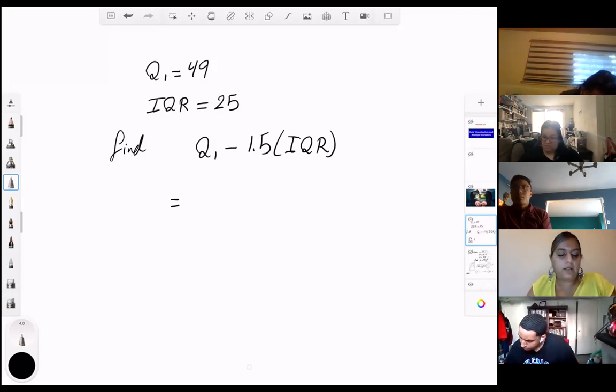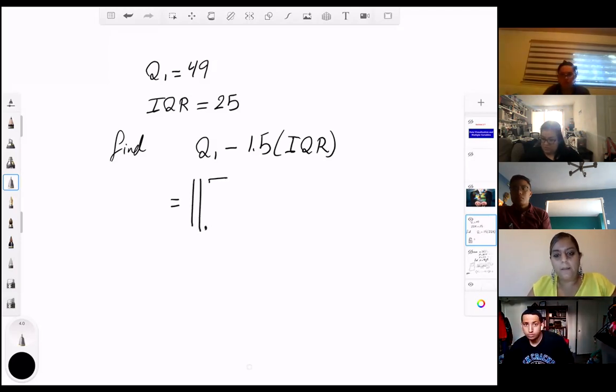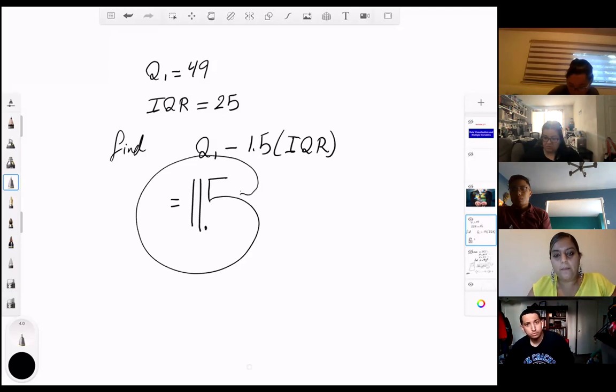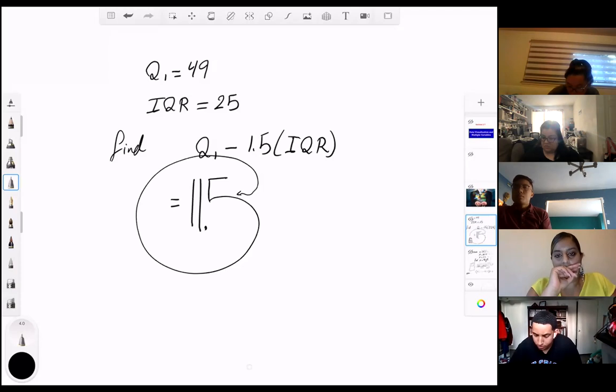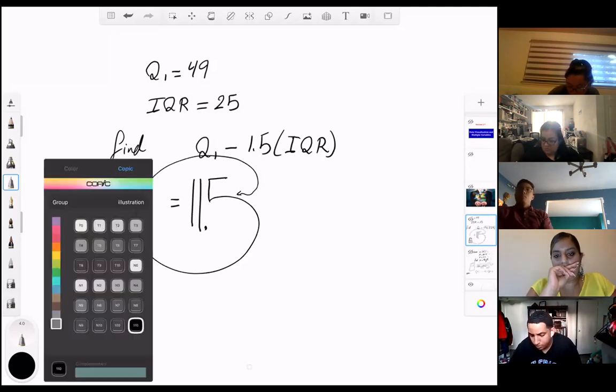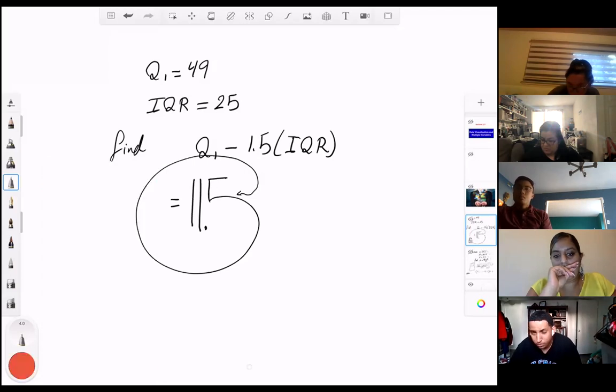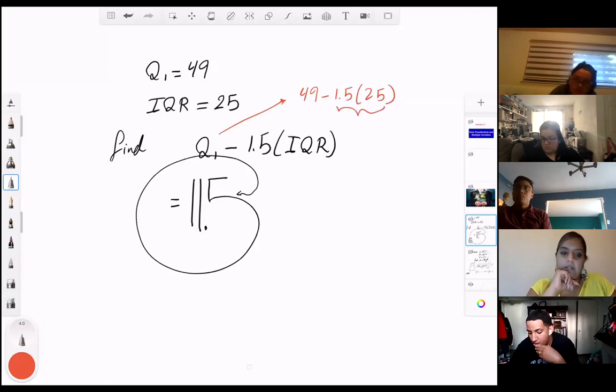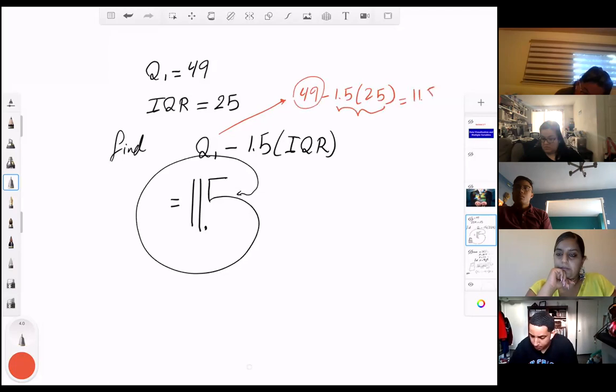Okay, the one I got 11.5. Is this correct? Yeah. And so this is 11.5. So you just substitute. Say 49 minus 1.5 times 25. We do multiplication first, and then you subtract from 49, and we get 11.5.